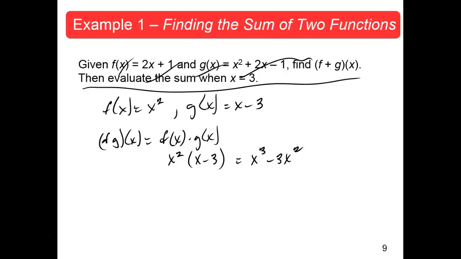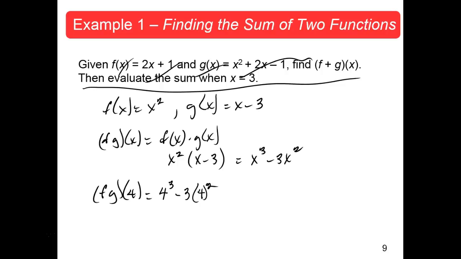Perfect. Now, do they have another part to this? Yes. Then evaluate the product when x is equal to 4. Now, I forgot to do that with the subtraction, do it 2 ways, but you could do that. So they're looking for fg of 4. What would that be? You can do several steps. 4 cubed minus 3 times 4 squared. I'm going to put it like that.